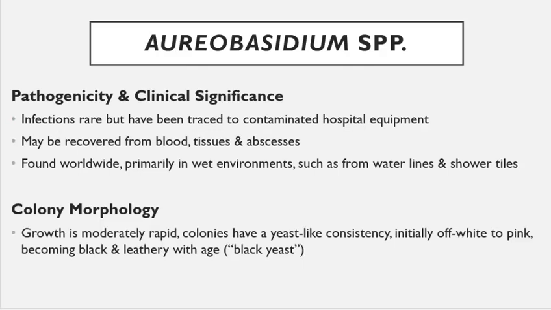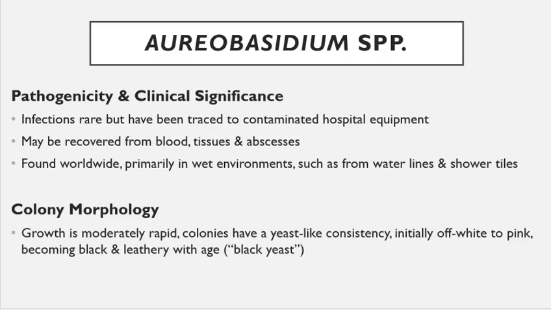Infections are rare, but can be traced to contaminated hospital equipment, and it may be recovered from blood, tissue, or abscesses. This species is found worldwide, primarily in wet environments. Sources include water lines and shower tiles. For colony morphology, their growth is moderately rapid.